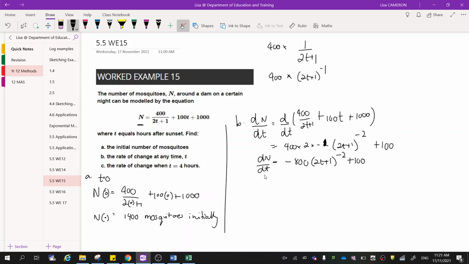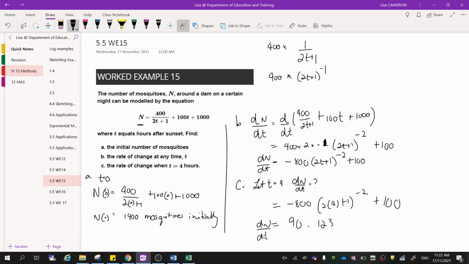Now, if I want to find that change when t equals 4, let t equal 4 in dN/dt. So minus 800 over (2 times 4 plus 1) squared, plus 100. Now I'm going to just put that in the calculator. That gives me 90.123. Now that does not mean there are 90 mosquitoes.